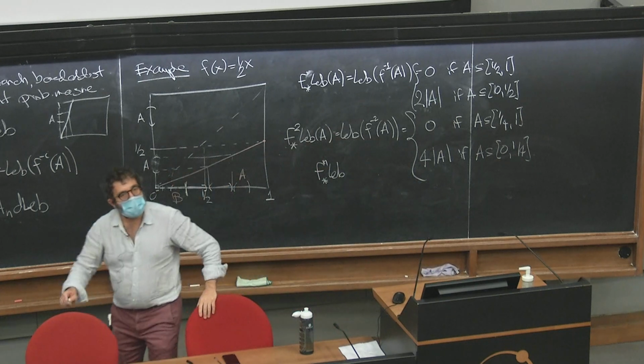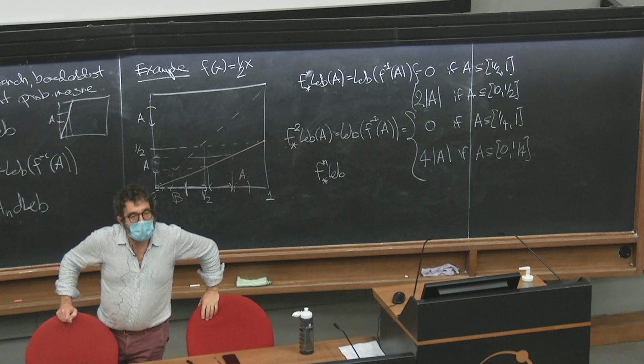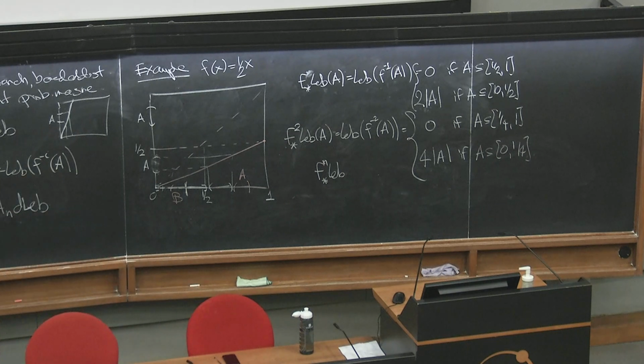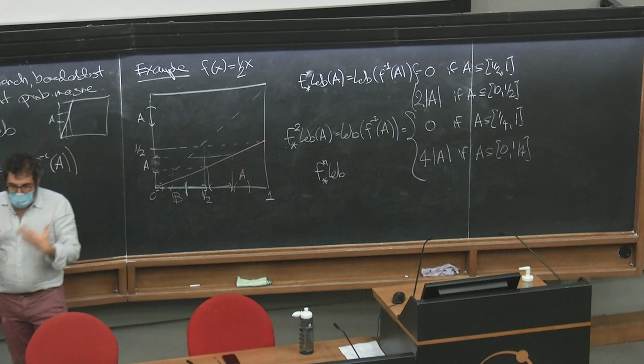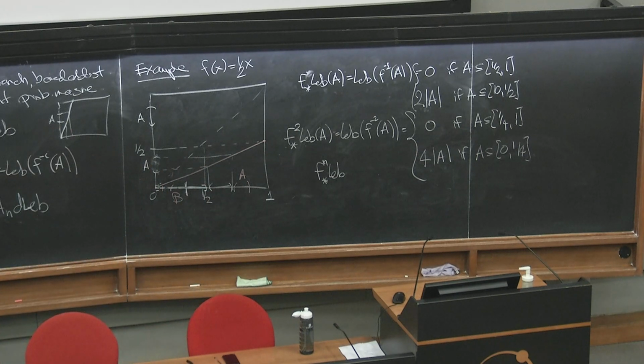Excuse me? Exactly. So the reason for this example is to show you, in a very concrete case, something that is known: how the weak star limit of a sequence of measures that are absolutely continuous is not necessarily absolutely continuous.